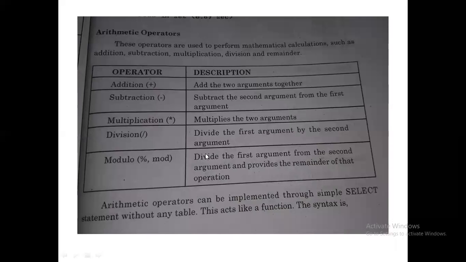Arithmetic operators in SQL. These operators are used to perform mathematical calculations such as addition, subtraction, multiplication, division, and remainder. Operator and description. Addition: add the two arguments together. Subtraction: subtract the second argument from the first argument. Multiplication: multiply the two arguments. Division: divide the first argument by the second argument. Modulo: divide the first argument by the second argument and provide the remainder of that operation.